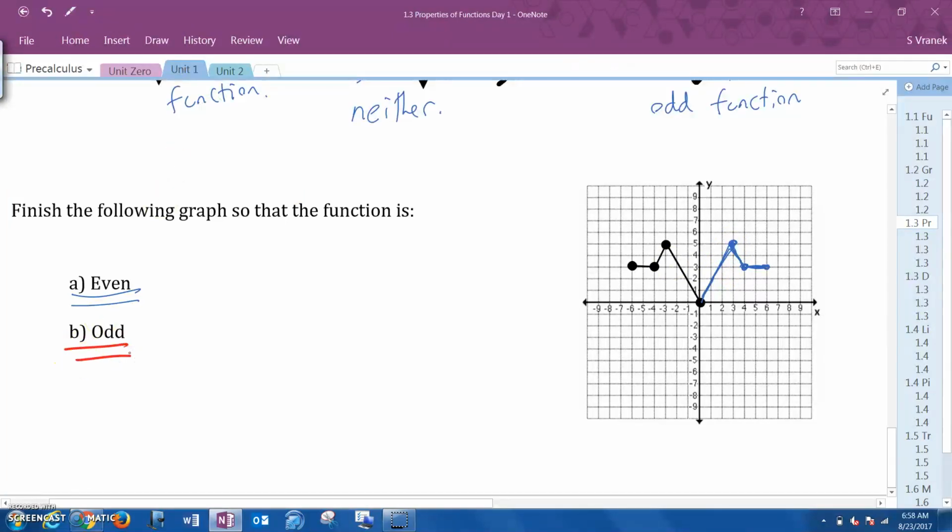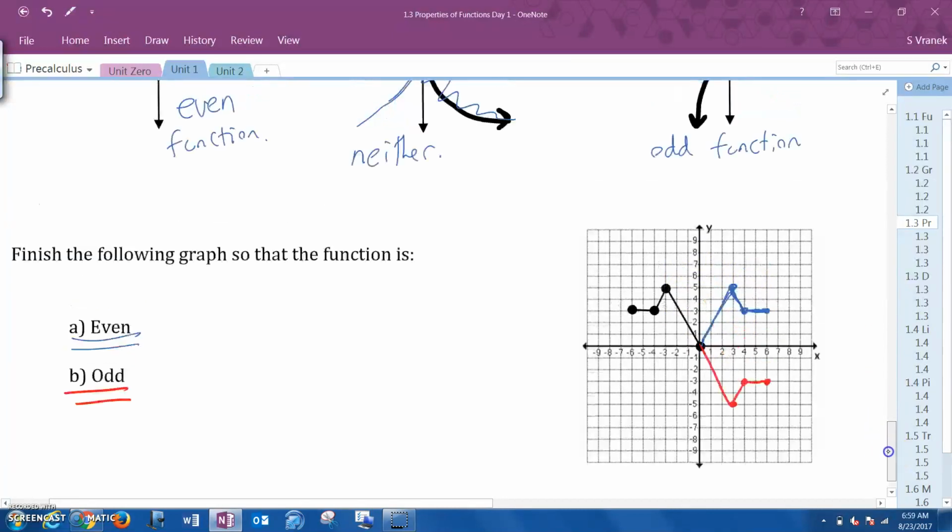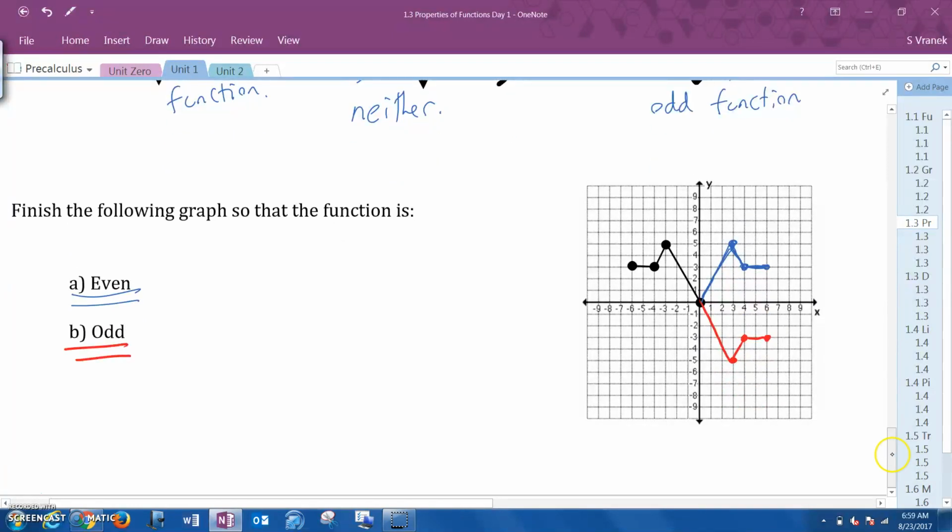For odd, you switch both signs. So we had negative 3, 5 should now be at 3, negative 5. So when I make the opposite of x, I get the opposite of y. Negative 4, 3 is 4, negative 3. And negative 6, 3 is 6, negative 3. So this should look like this. So if you just look at the red and the black, that is what origin symmetry is, which gives you your odd function. All right? That is properties of functions dealing with intervals, increasing, decreasing, mins, maxes, and even and odd. We will continue this tomorrow.